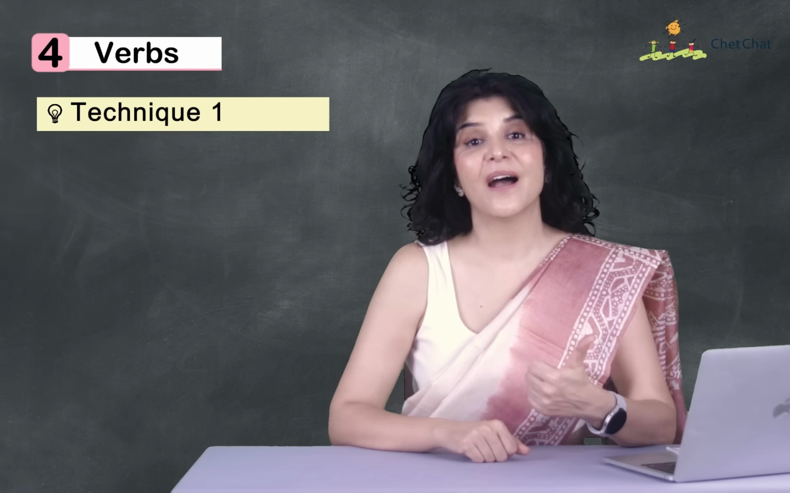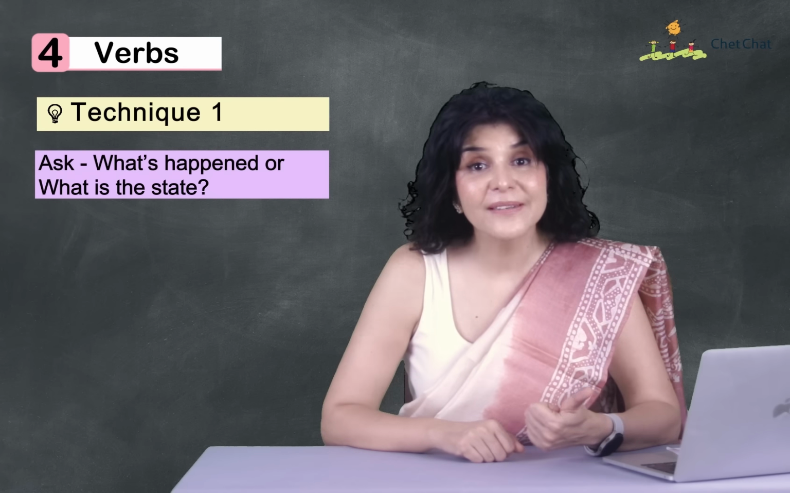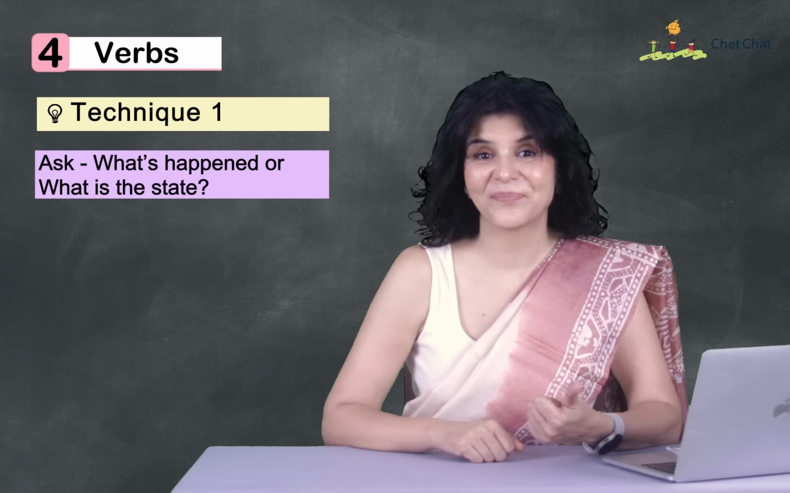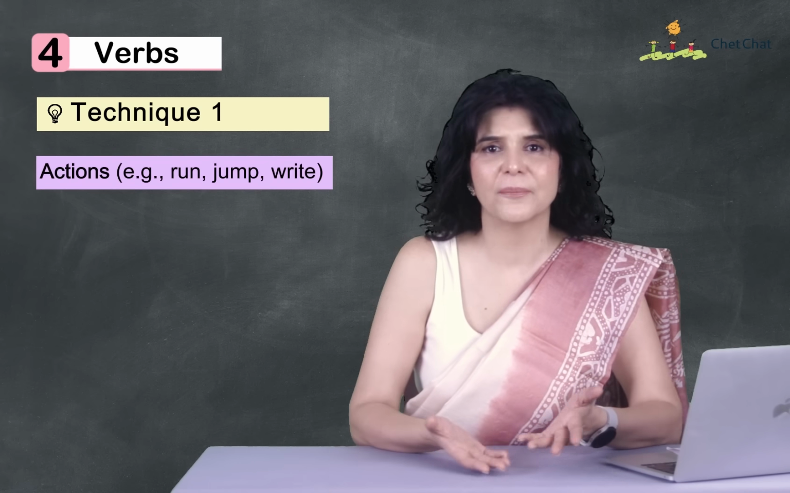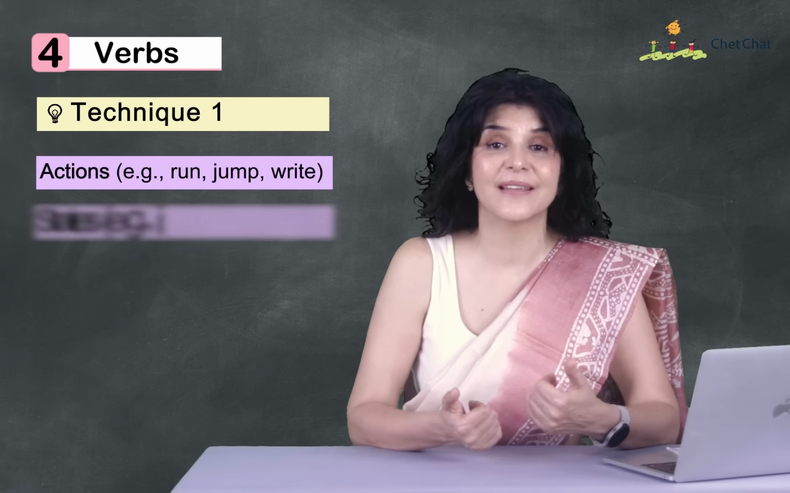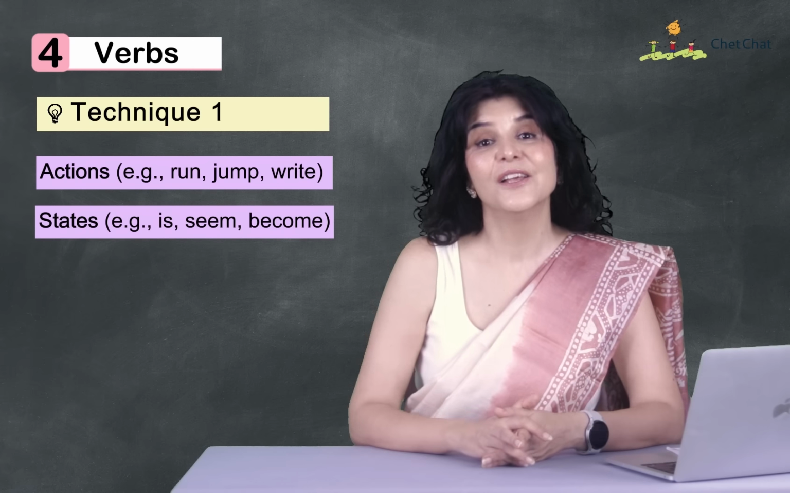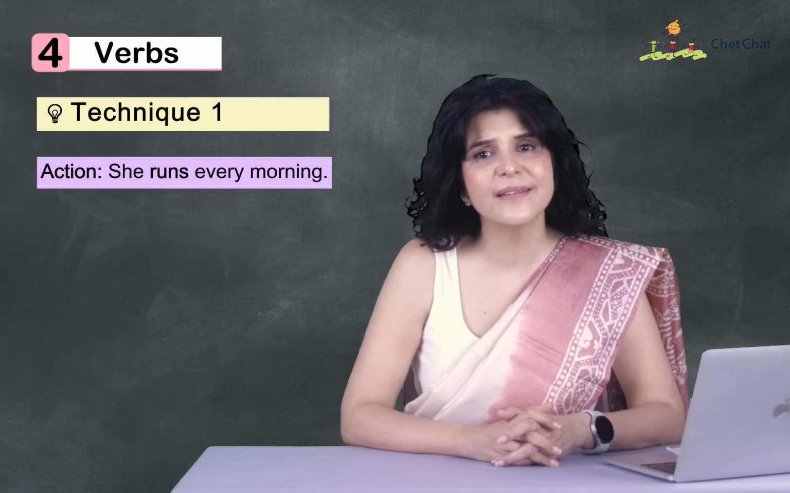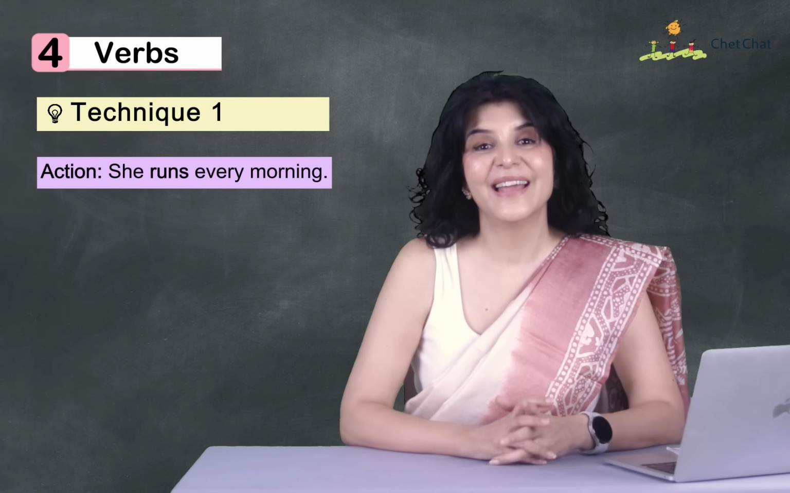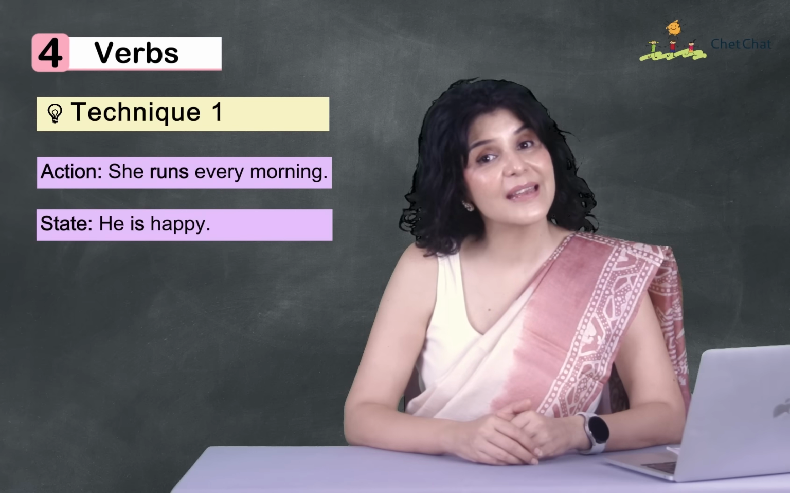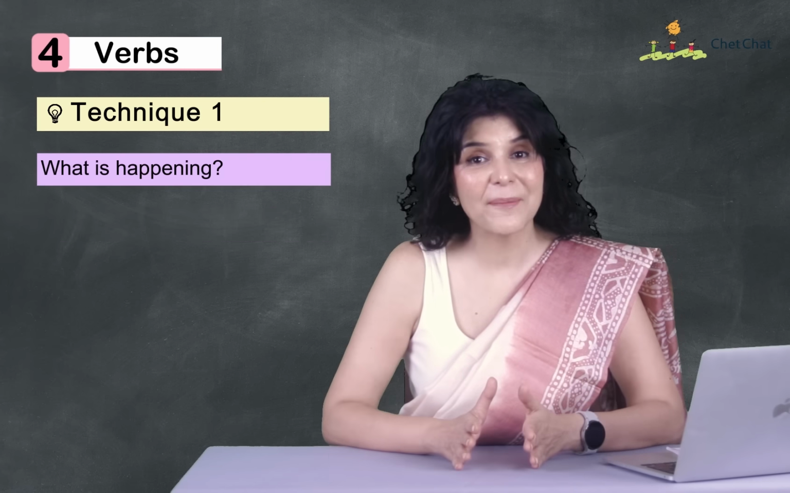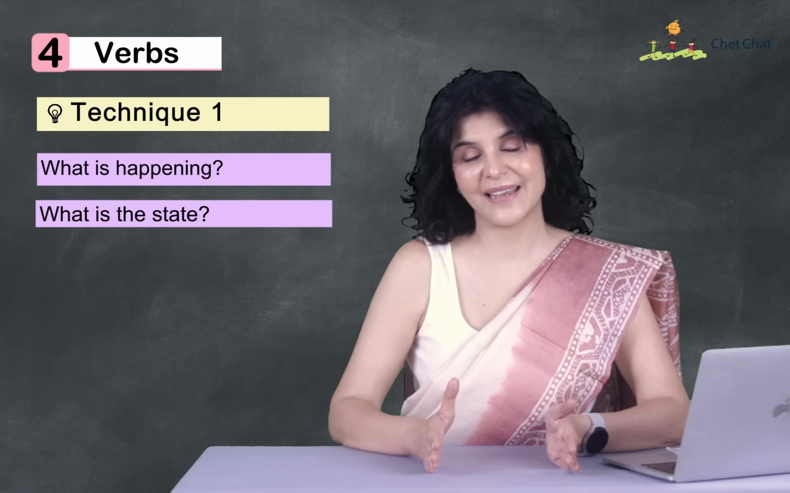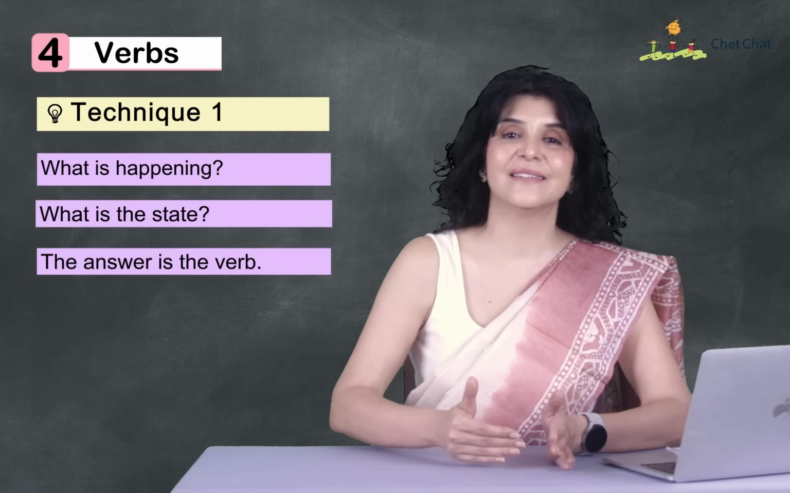First technique: ask what's happening or what is the state. Verbs express action, for example, run, jump, talk, or states, for example, seem or become. So, she runs every morning. What's happening? She's running. He is happy. What's the state? He's happy. So ask the question, what is happening or what is the state? And the answer to that question is the verb.